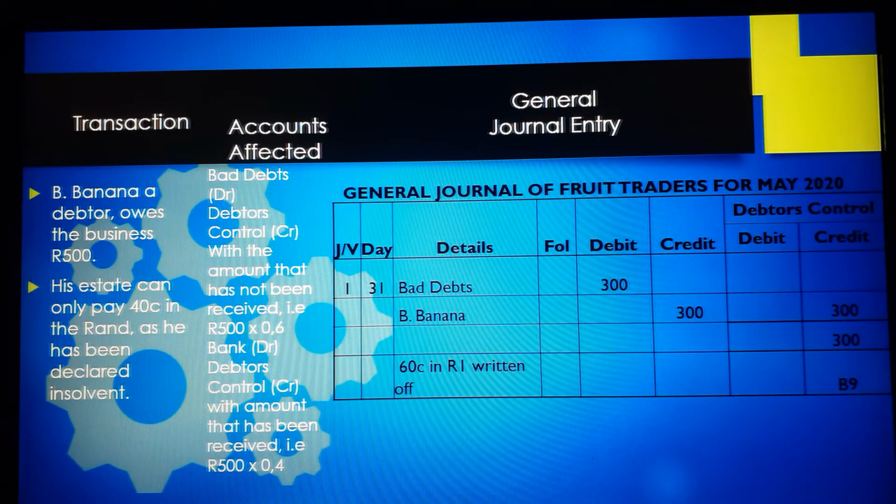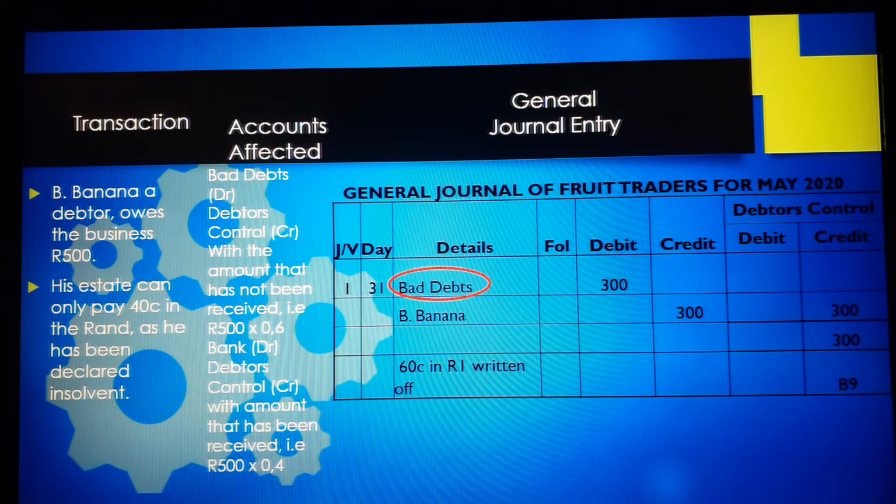We then move on to an extension of bad debts, but in this case, the debtor is able to pay a portion of what they owe. The debtor in this example is B Banana. His estate can pay 40 cents in the Rand, and the balance he will have to be written off as a bad debt. So again, we follow the same procedure.